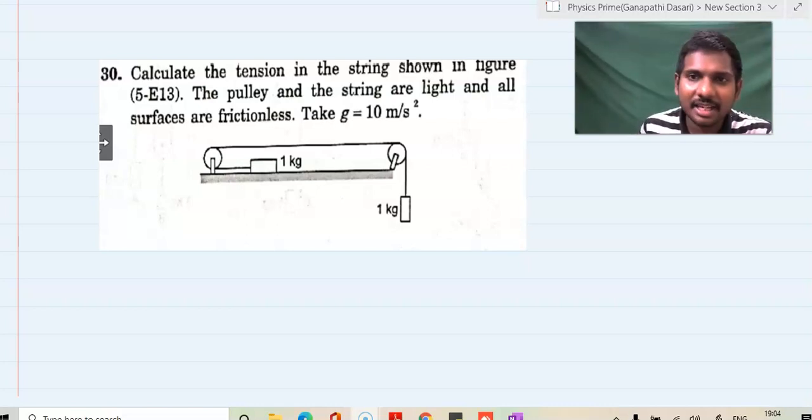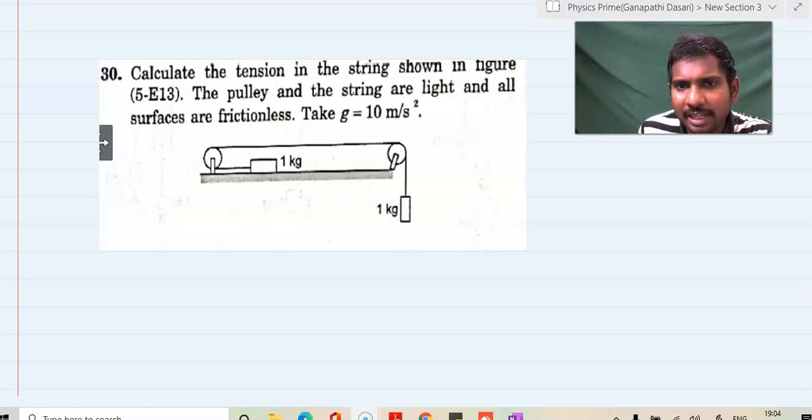Calculate the tension in the string shown in the figure. The pulley and the string are light and all surfaces are frictionless. Pulley and string are light means we are assuming that they are ideal, an ideal pulley and an ideal string. Surfaces are frictionless, that means the surface is smooth.